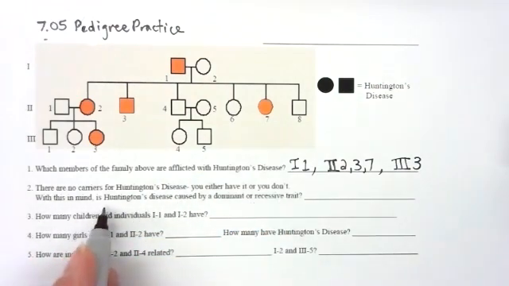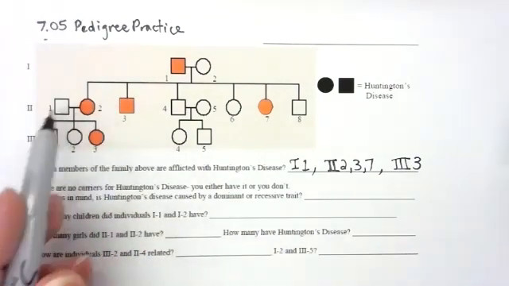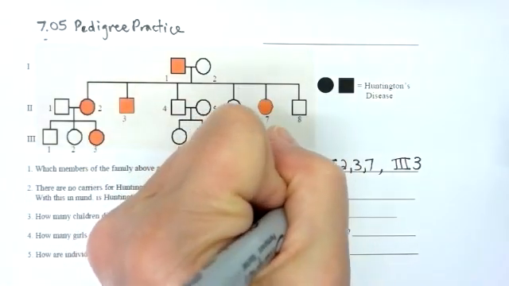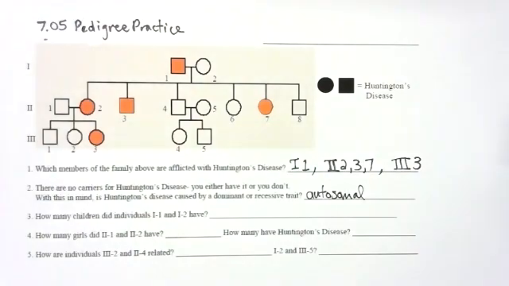With this in mind, is Huntington's disease caused by a dominant or recessive trait? So we're not skipping generations. We have no carriers. So this is going to be autosomal dominant.